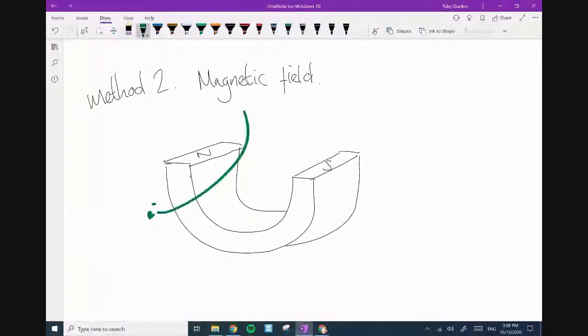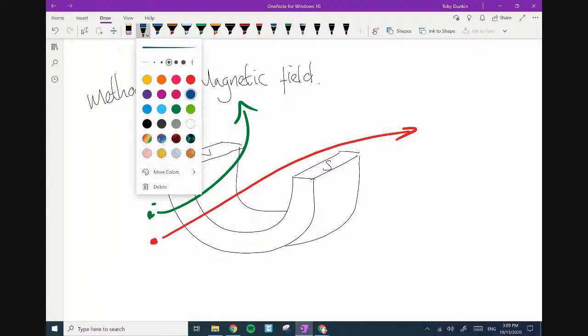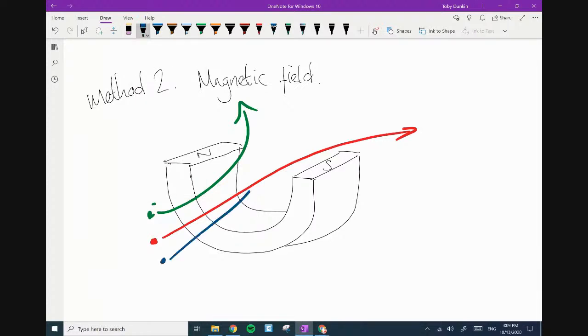Blimey, laptop's really struggling. Proton. Yeah, there we go. So we can manipulate subatomic particles. We can't deflect the neutron. Again, neutron will just pass straight through, unaffected by the field. This is where I need to put the neutron dead in the middle of these two. There we go, unaffected. So this is the neutron, this is the proton, this is the electron.